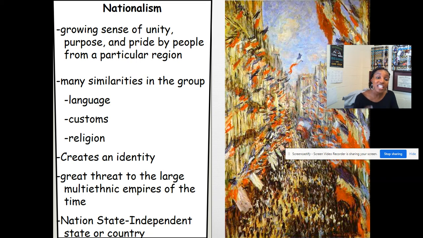Also, the definition of a nation state. A nation state is an independent state or country. Make sure you highlight and star that. That's on your quiz also.